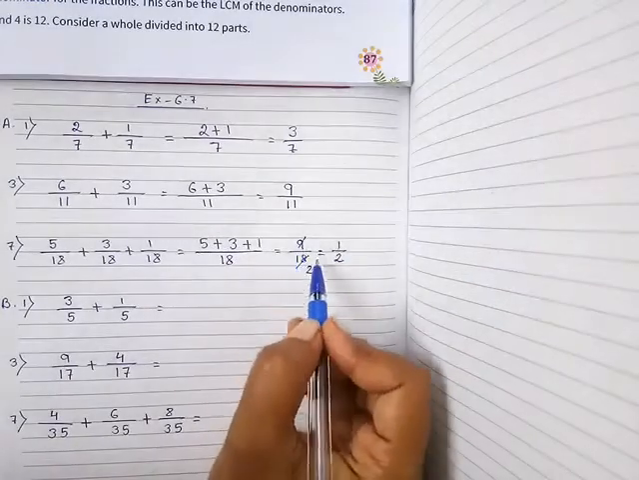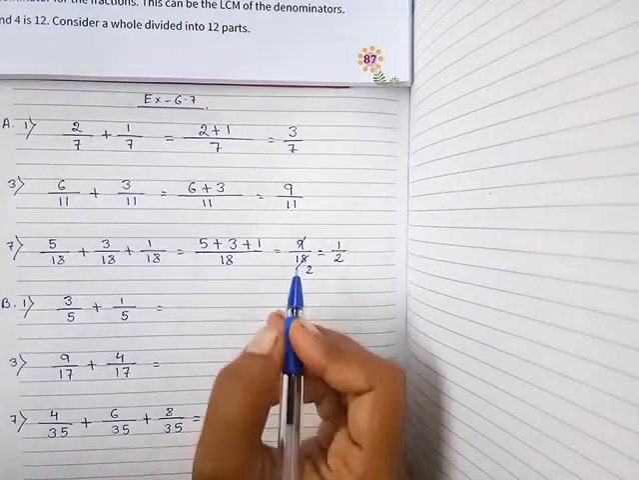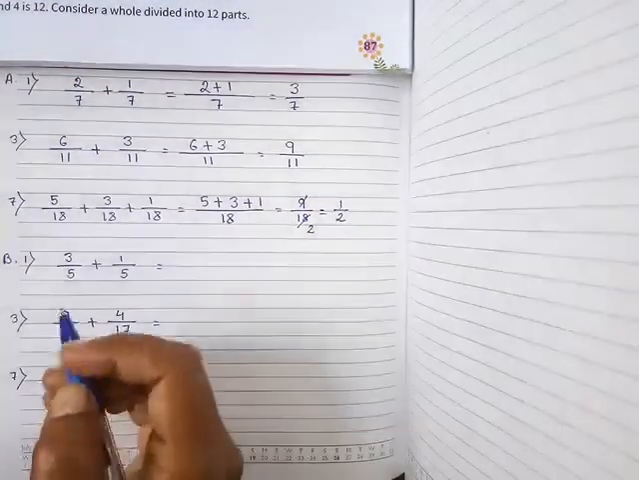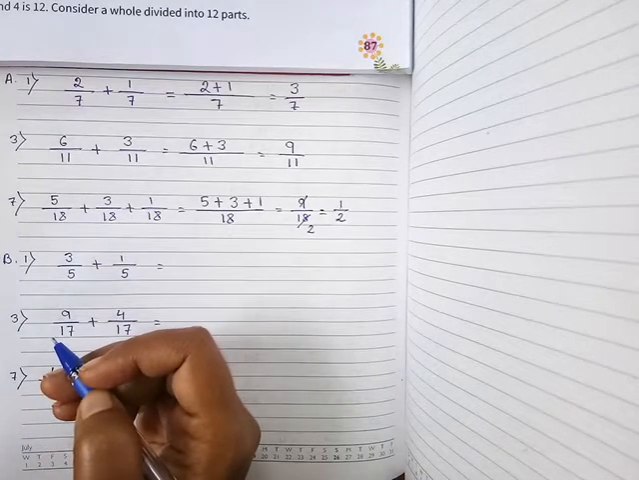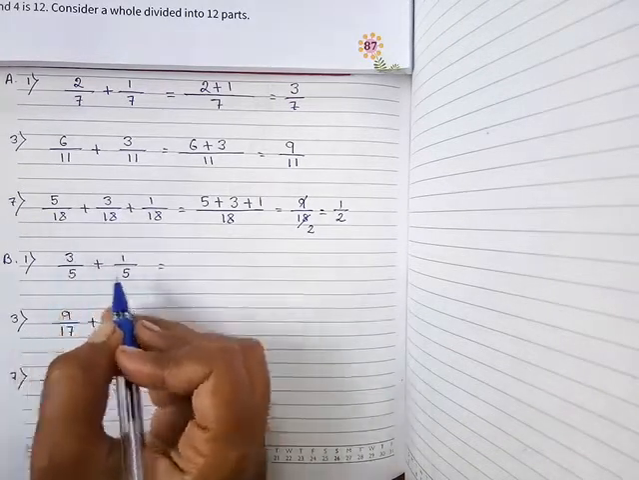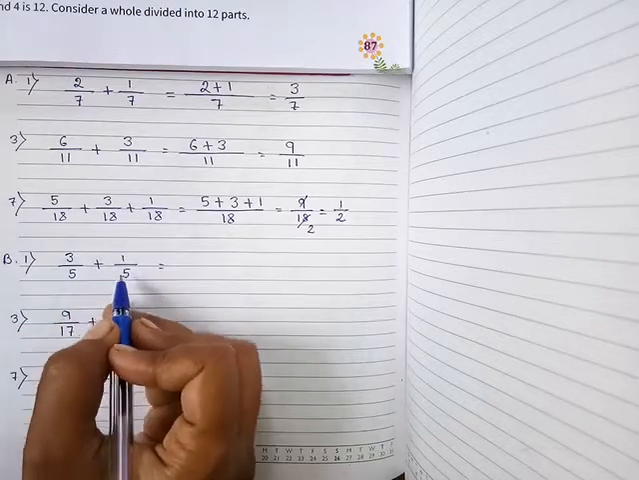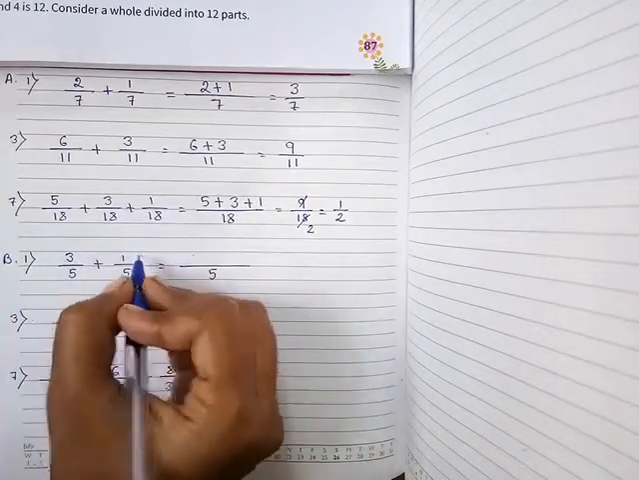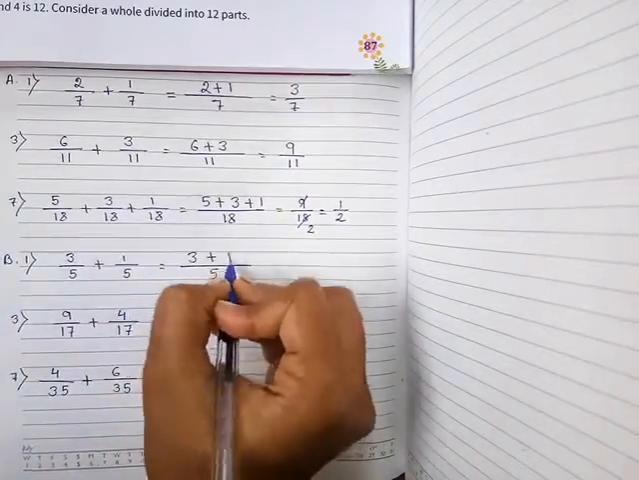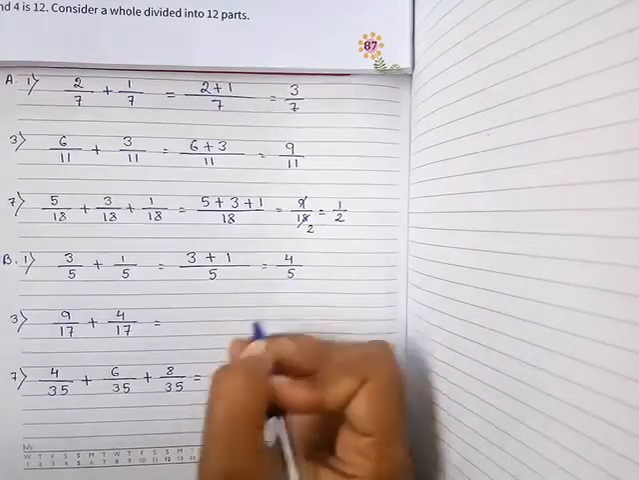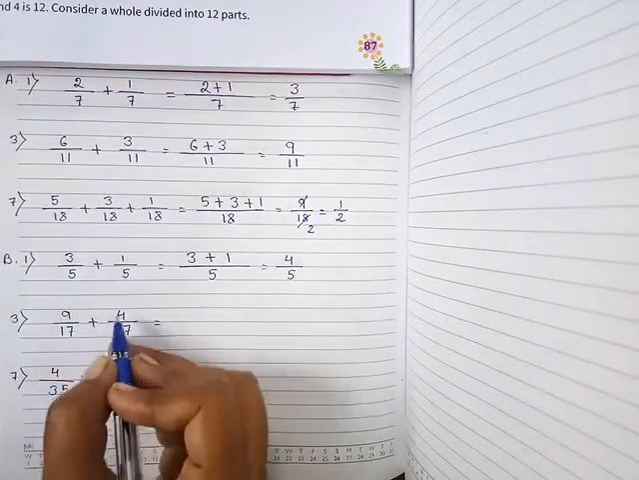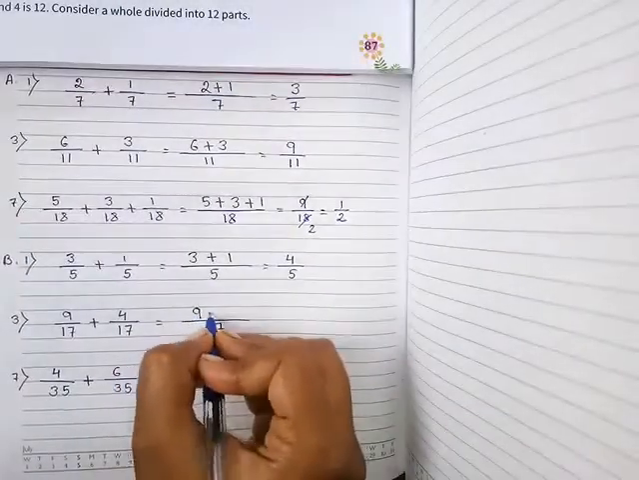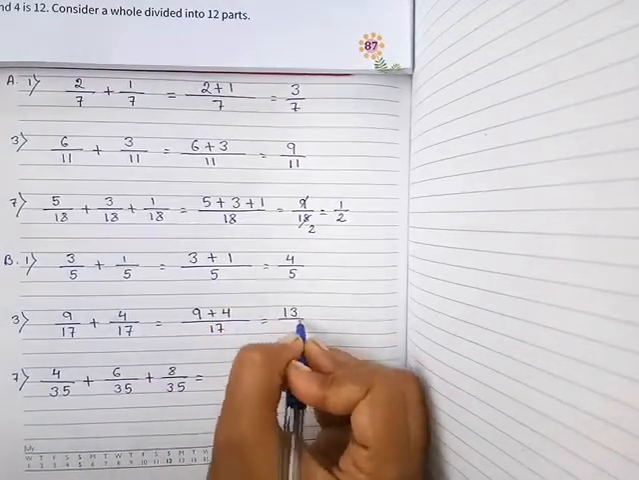When we can simplify the fraction, we will simplify that fraction. After that, we will write down the answer. Question number B, add. This is also similar. The question is 3 by 5 and 1 by 5. So first I am writing 3 by 5 plus 1 by 5. Denominators are same. Write down 5 and the numerators are 3 plus 1. So 4 by 5. Next, 9 by 17 plus 4 by 17. Denominator will be 17. Then 9 plus 4, 13 by 17.